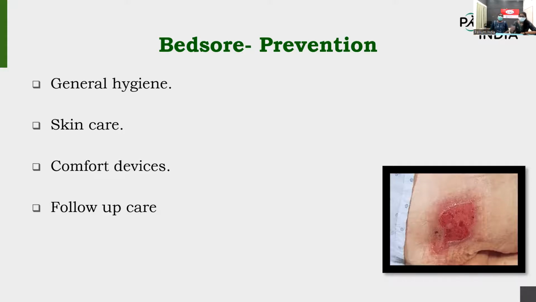Thank you all. Okay. For bed sore prevention, we should ensure the client is maintaining general hygiene at the home care setting, and is getting proper skin care, then comfort devices and follow-up care. In general hygiene, we should make sure the client is getting at least a daily bath, then skin care. Before discharging the patient, we should teach them how to give back care and skin care, then comfort devices.